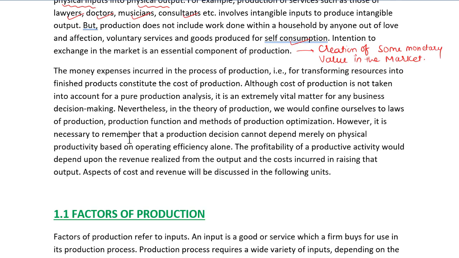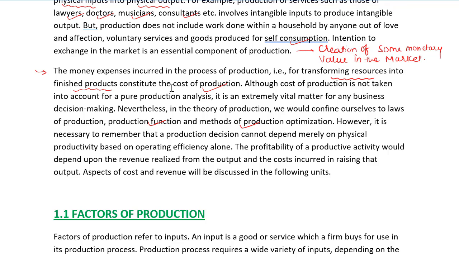Just continue. The money expenses incurred in the process of production, that is transforming the resources into finished goods, constitute the cost of production. Although cost of production is not taken into account for the pure production analysis, it is extremely important, a vital matter for any business decision making. Nevertheless, in the theory of production, we would confine ourselves to laws of production, production function, method of production optimization, etc.